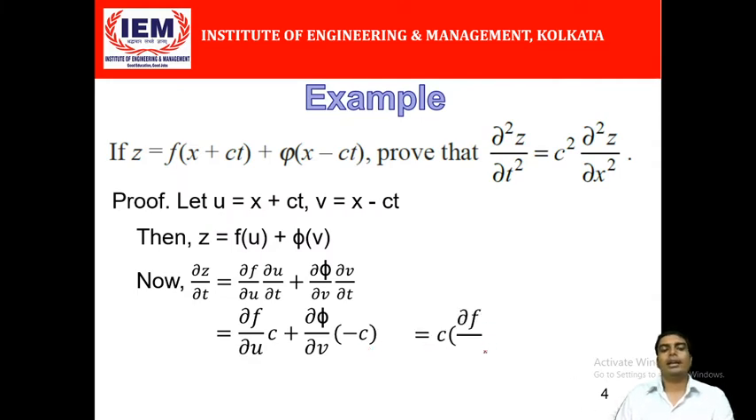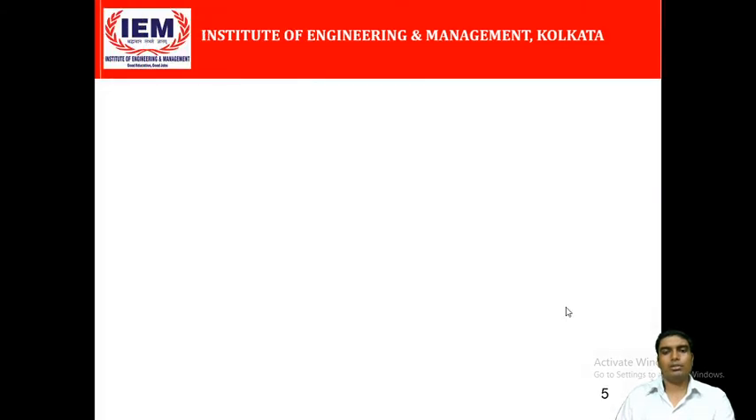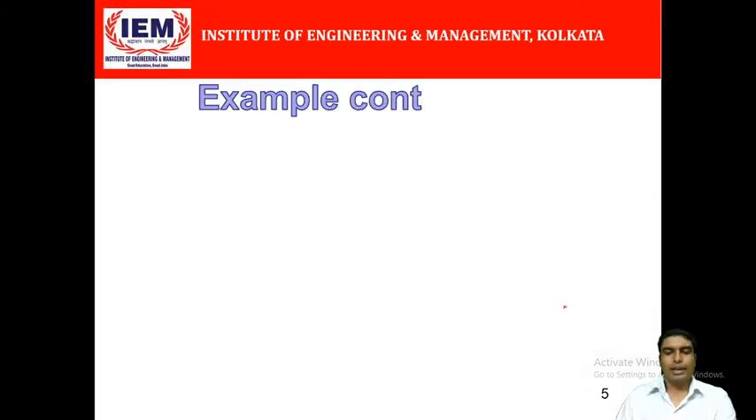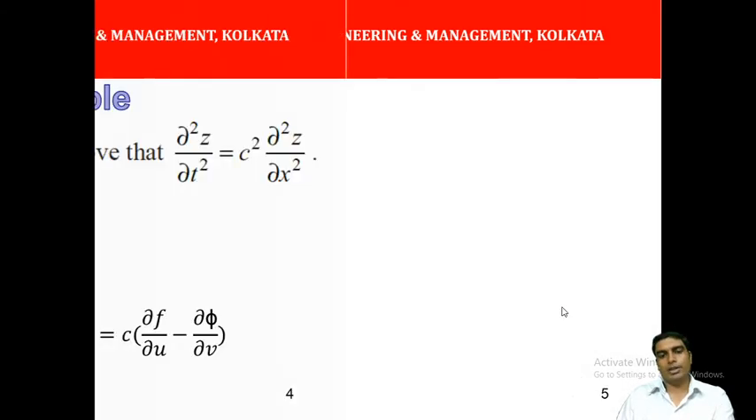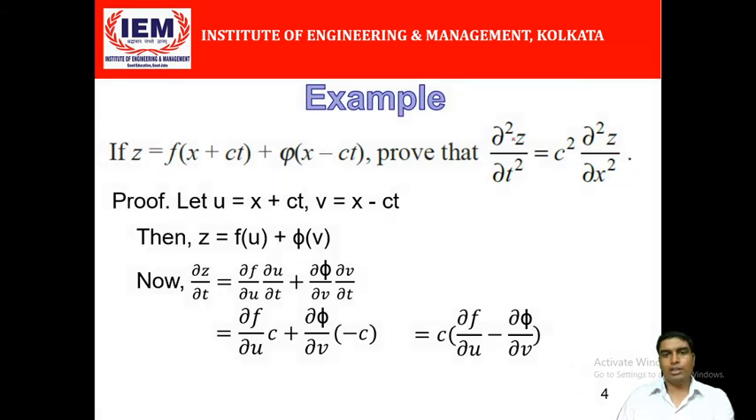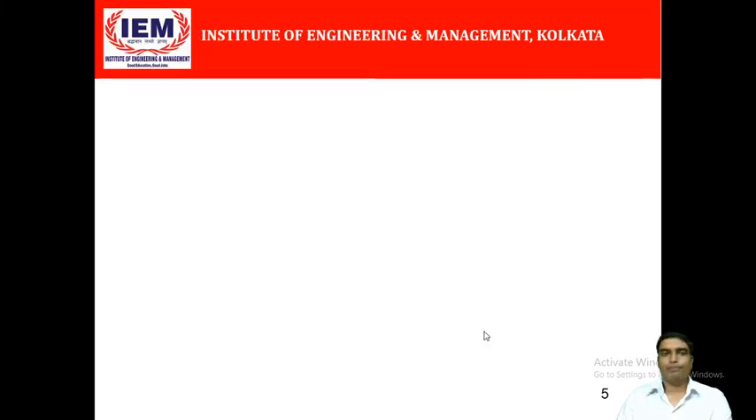So I can write ∂φ/∂u, negative of ∂φ/∂v, right? So I differentiate this previous function, because ultimately we have to reach ∂²z/∂t². So I again differentiate this function with respect to t. Basically we are differentiating this function with respect to t again.